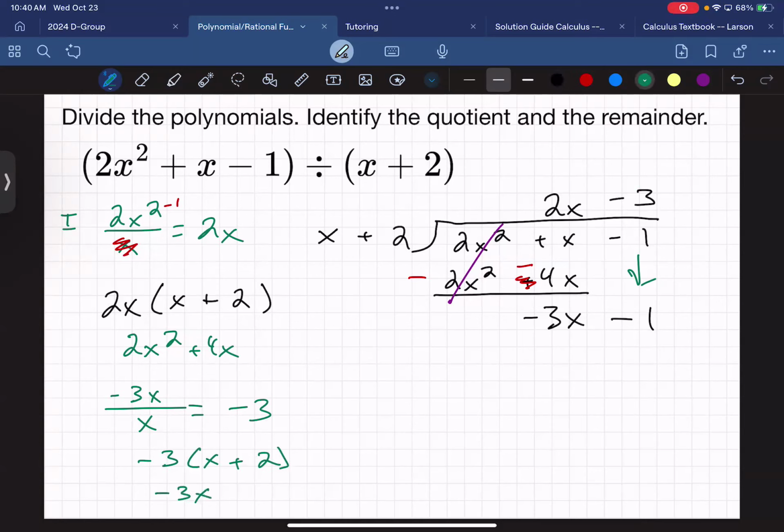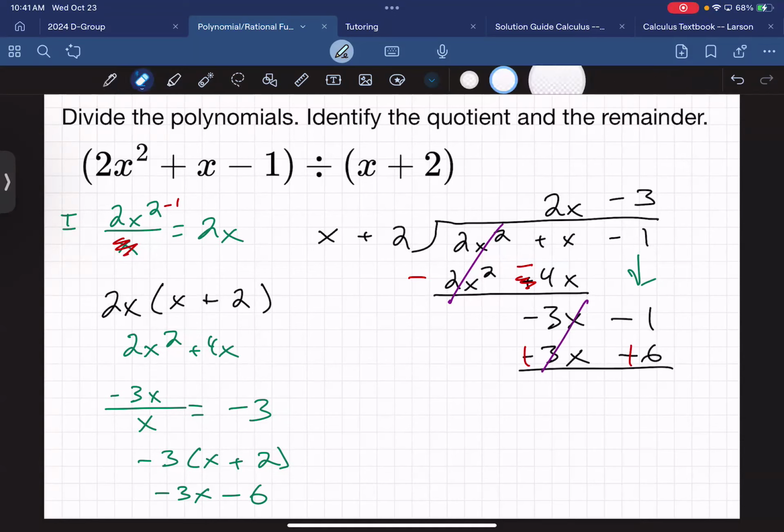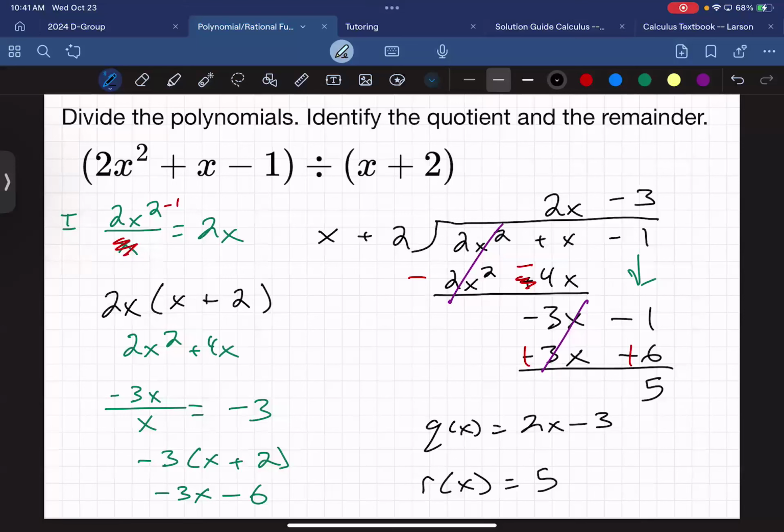What do y'all notice about this distribution, though? Is it exactly the same? The other one was exactly the same, right? That's not always going to be the case, because when I go through here, the first two were as they should be, but that second one's going to give me 5. What does that 5 represent again? That's our remainder, right? So we get our q of x equal to 2x minus 3, and our remainder, or r of x, is going to be 5.